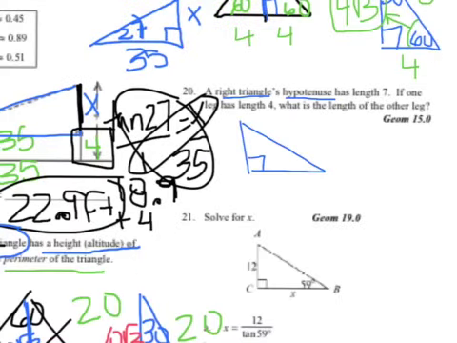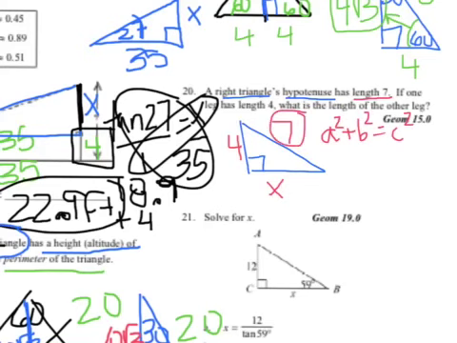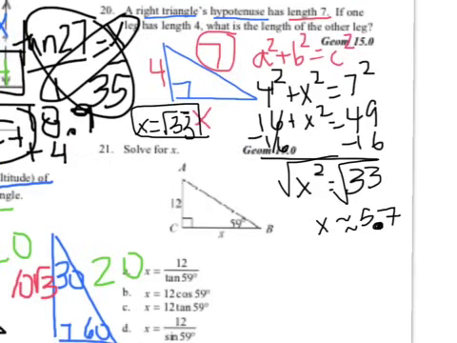In question 20, it says a right triangle's hypotenuse has length of 7. So I drew a triangle. This is the hypotenuse. It says one leg is 4, and they want us to find the other leg. So we just have to do the Pythagorean theorem. A squared plus b squared is c squared. And in this case, the hypotenuse is always the c value. I'll do that for you real quickly.